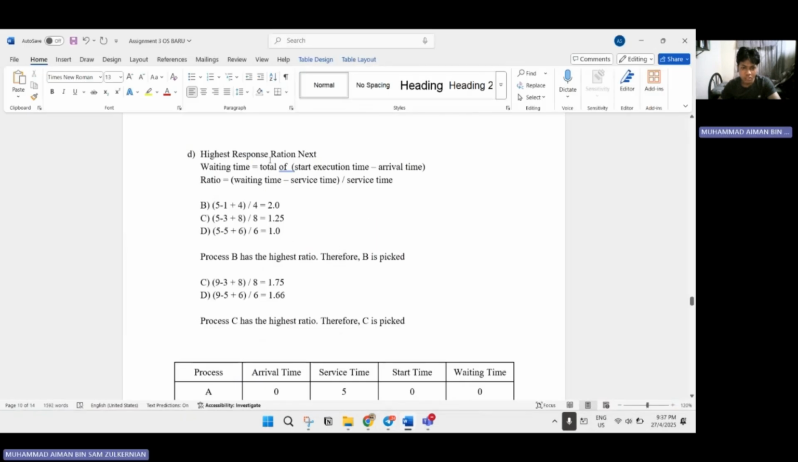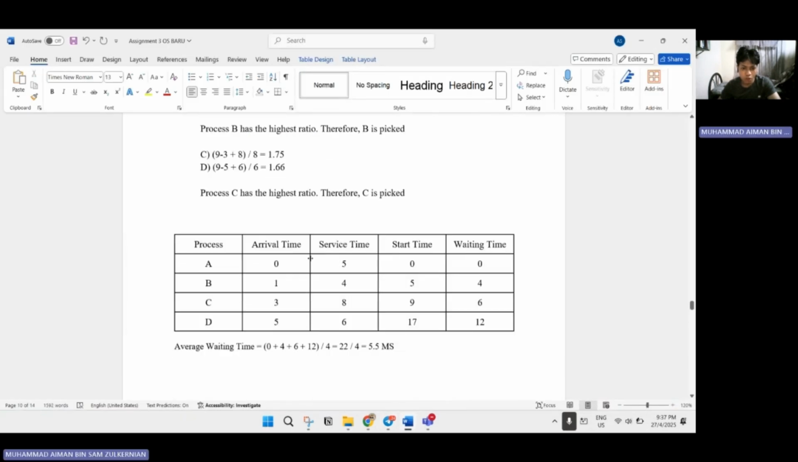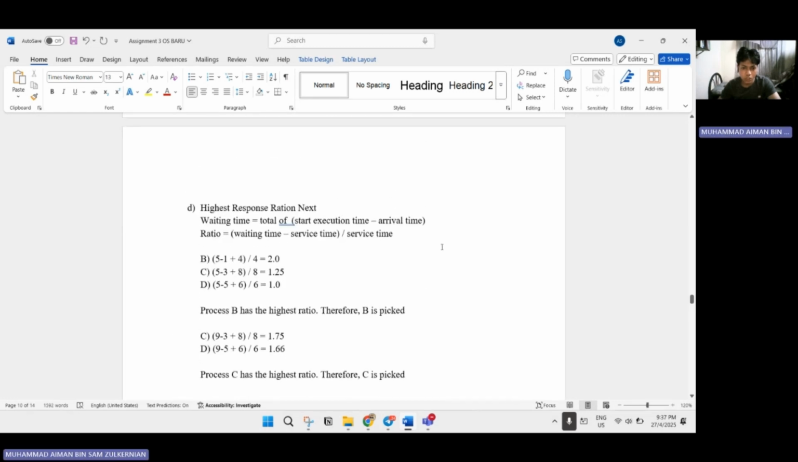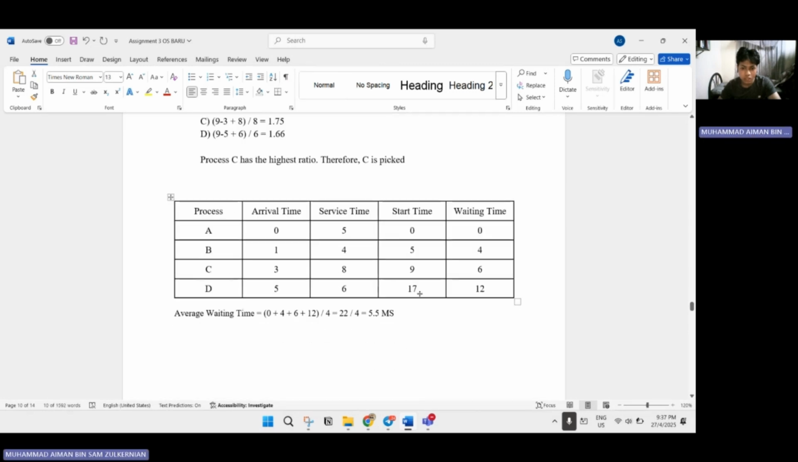For the highest response ratio next, I will explain process D. We know that the waiting time is start of execution minus arrival time. It starts at 17, and we minus the arrival time of 5. So we get the waiting time equal to 12.